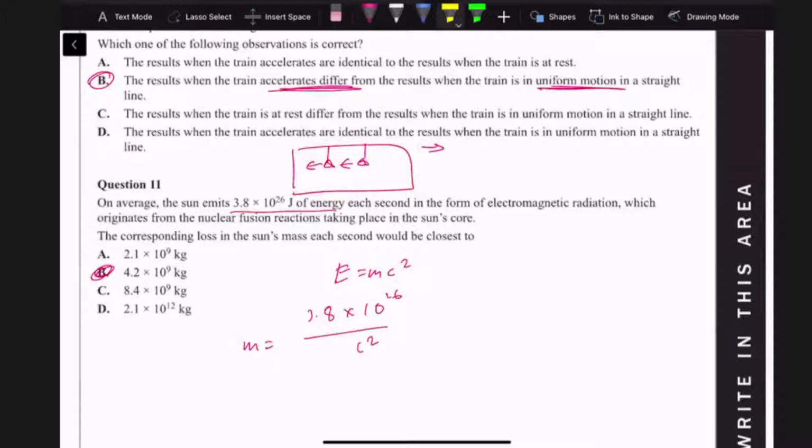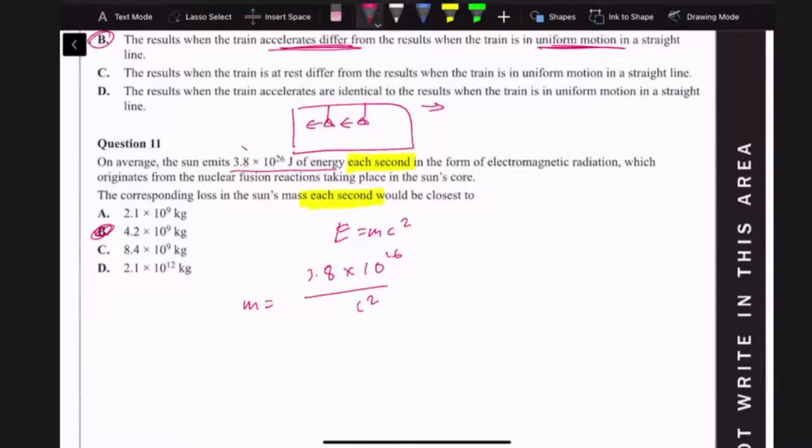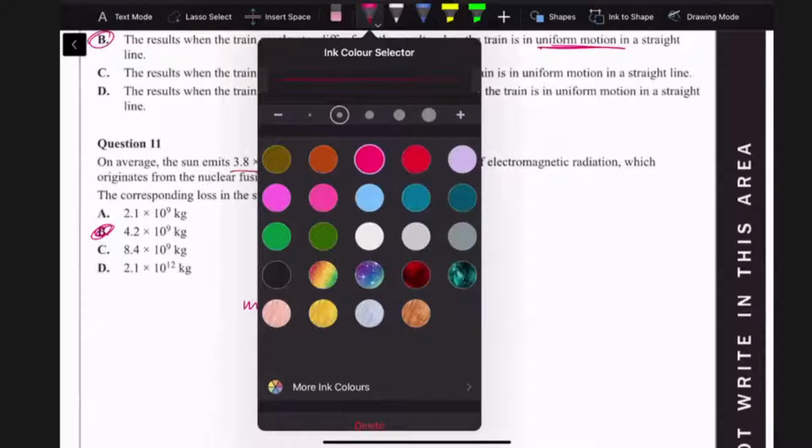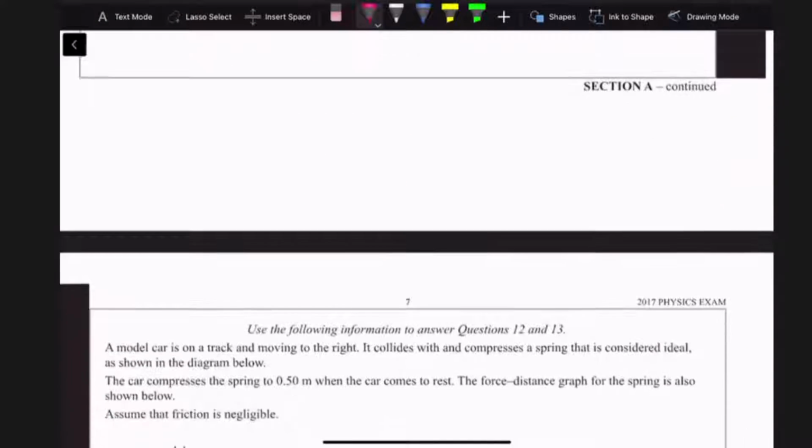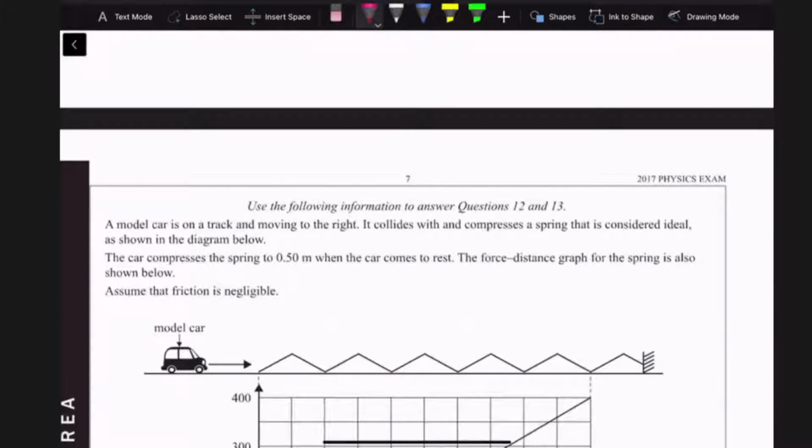In another question, they might have changed the "each second" part, but this time they kept it the same, so we don't have to do anything to this energy value. For example, if they had asked what mass you lose each minute, you would have had to multiply this by 60. So just be careful when reading the question.